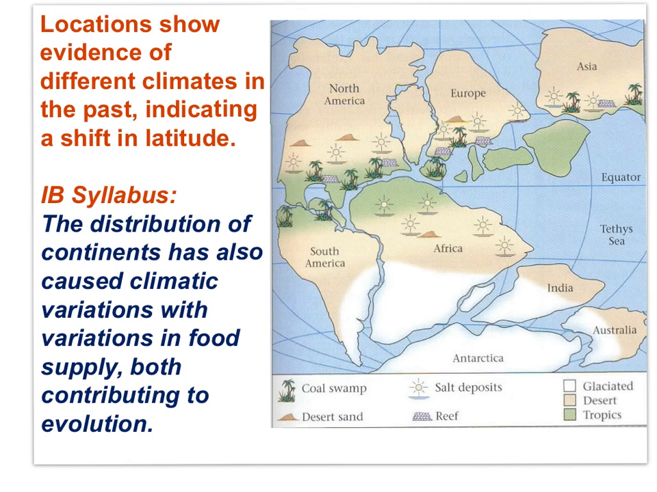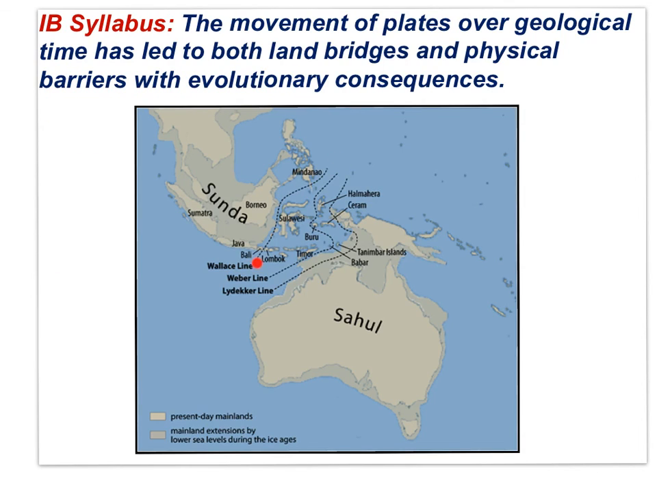The distribution of continents has also caused climatic variations with variations in food supply, also contributing to speciation, the evolution of new species. Remember, the deep water trench, known as the Wallace Line, has kept populations isolated, facilitating the evolution of new species. The movement of plates over geological time has led to both land bridges and physical barriers, with evolutionary consequences.